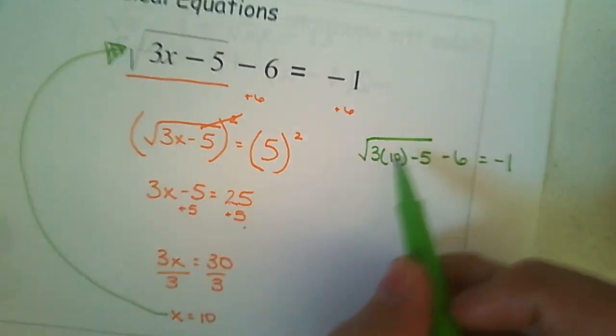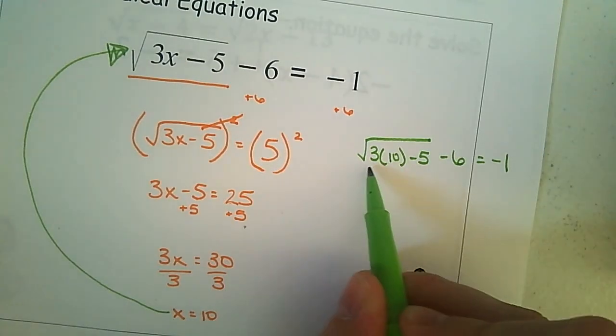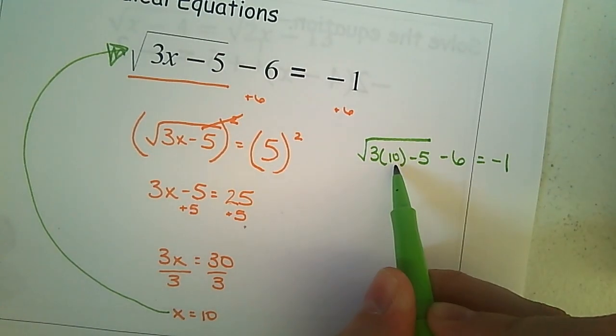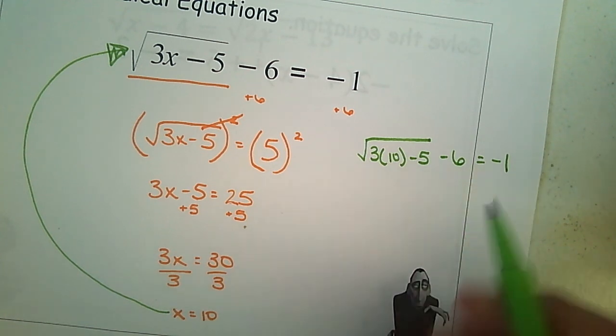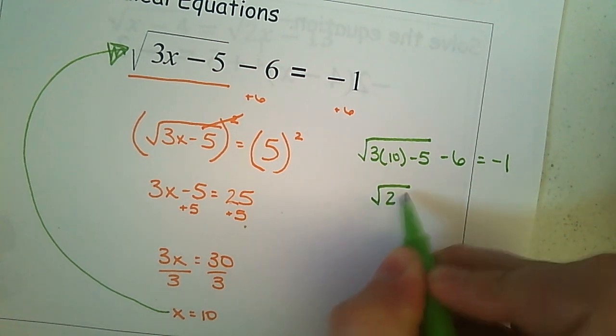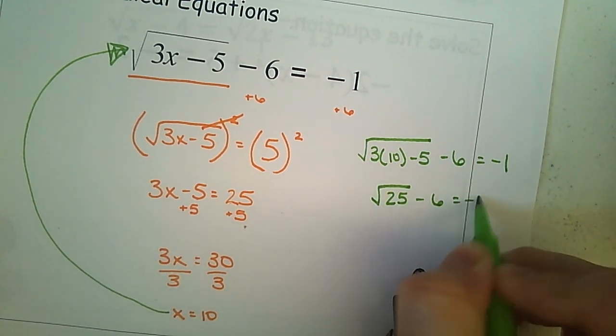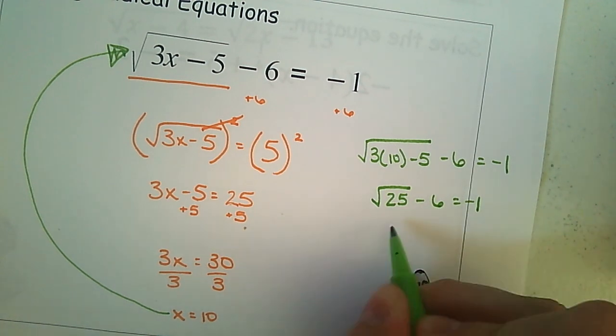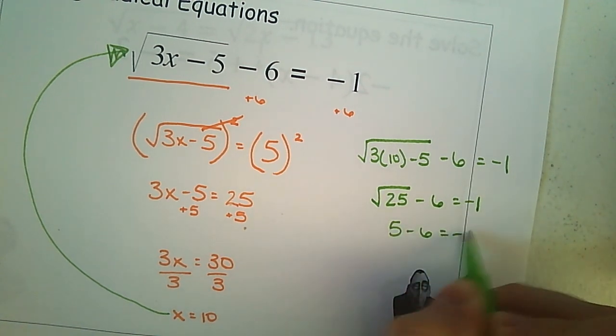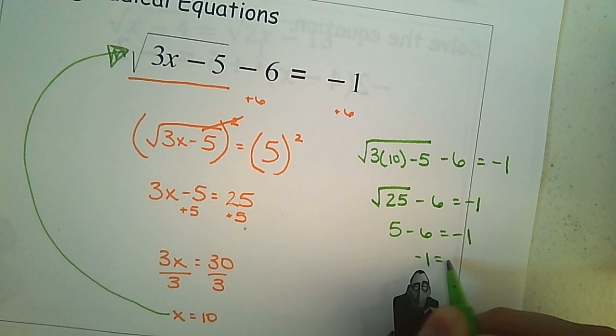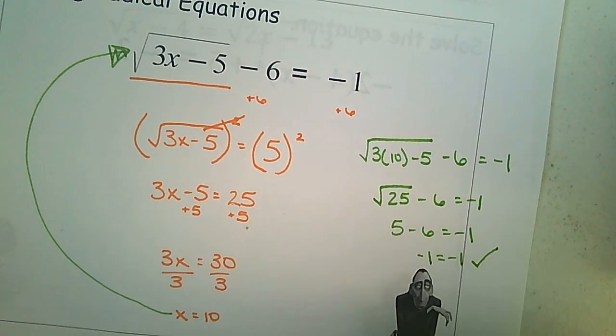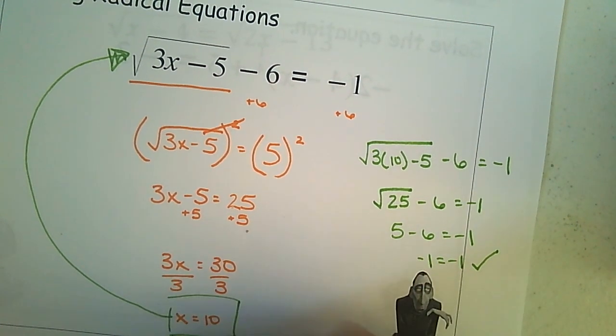So let's go ahead and clean up the square root first. I'm going to get 30 minus 5, which is going to give me 25. The square root of 25 is 5, minus 6, and we do indeed get negative 1 equals negative 1. So this answer worked out. x equals 10 is a good solution.